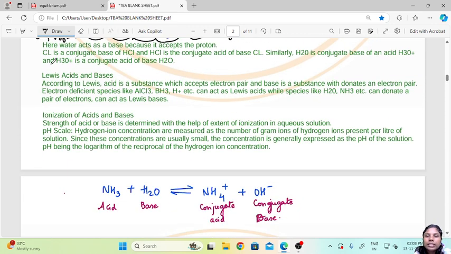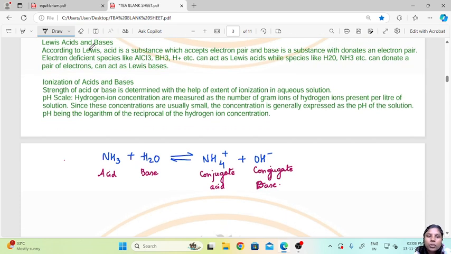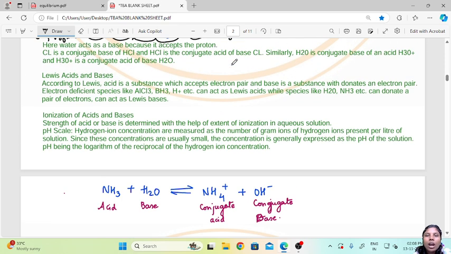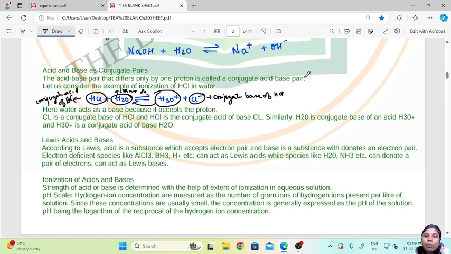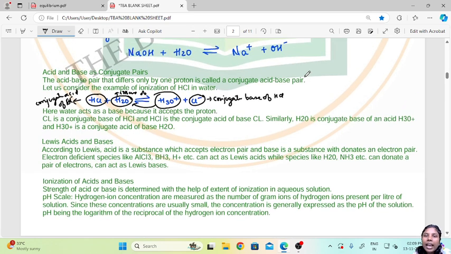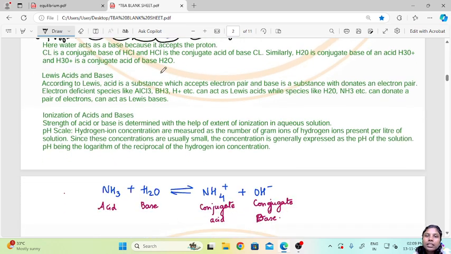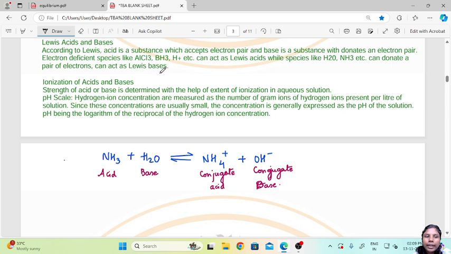Next, we have another theory, that is the Lewis acids and bases. According to Lewis, an acid is a substance which accepts an electron pair and a base is a substance which donates an electron pair. Now after talking about all of this stuff, electrons, protons, it is not possible for us to give a proton every time, correct? Because some of the acids won't even have a proton to give. So in that case, Lewis came up with another theory saying that acids are the substances which can accept an electron pair and bases are the ones which prefer to donate an electron pair.